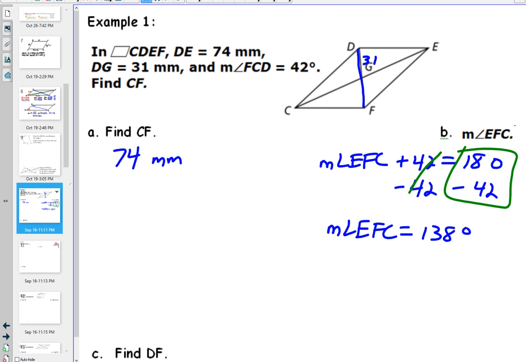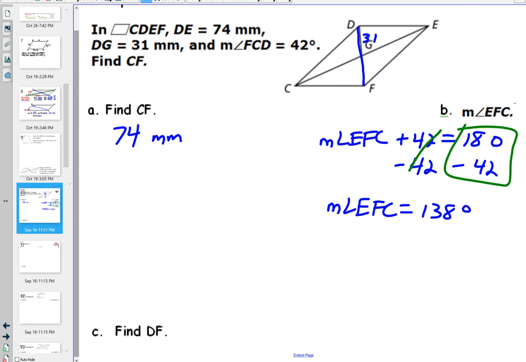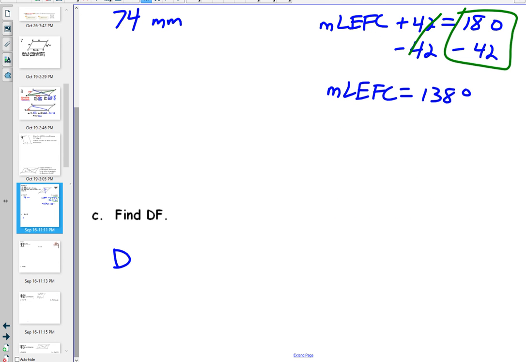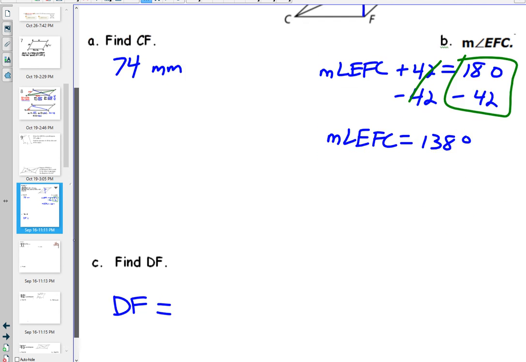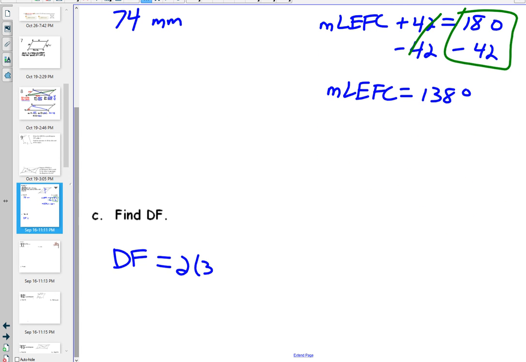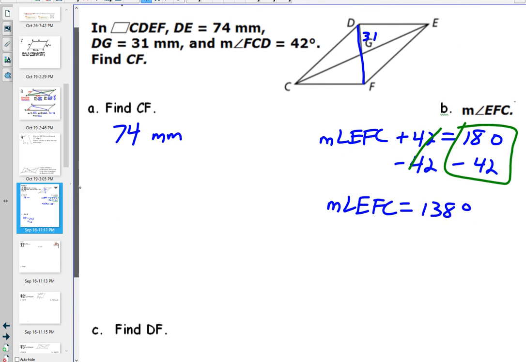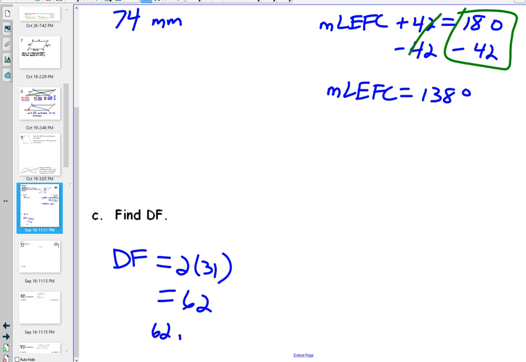So how can I then find DF? Multiply times 2. Times 2, perfect. So DF, when you're looking for a measurement of an angle, you have to write the M in front, that means measure. When you're looking for a measurement of a segment, you just write the 2 points. You don't need to write any other symbols. So DF is 2 times 31, which is 62. Then if you wanted the unit, it's millimeters. 62 millimeters.